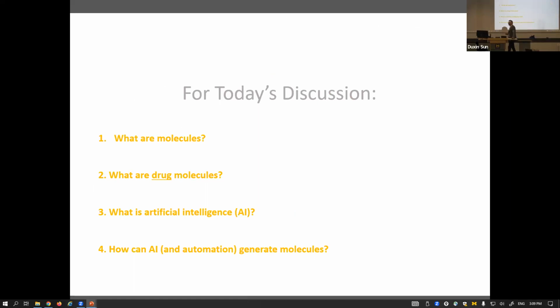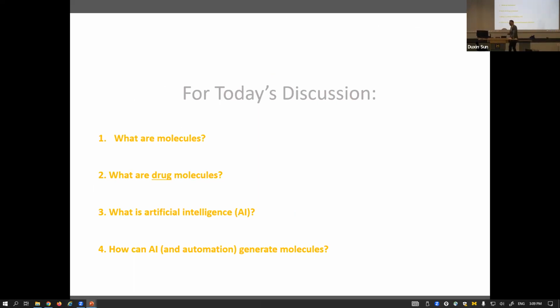And so for today's discussion, I wanted to talk about what are molecules. We were listening to some music earlier, and we like to talk about how molecules can be music. Molecules can be lots of things. Molecules can be an idea. Molecules can be a mathematical graph. Molecules can be a chemical structure that some might view as simple, some might view as complex. What are drug molecules is just a subset of molecules.